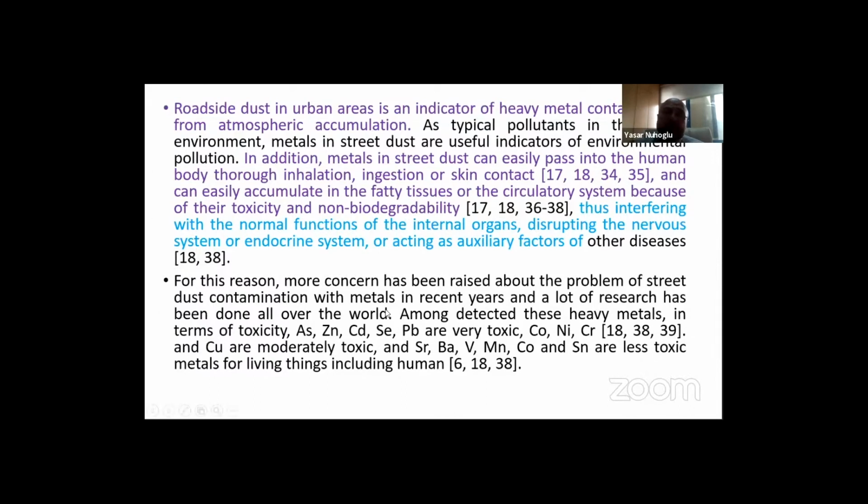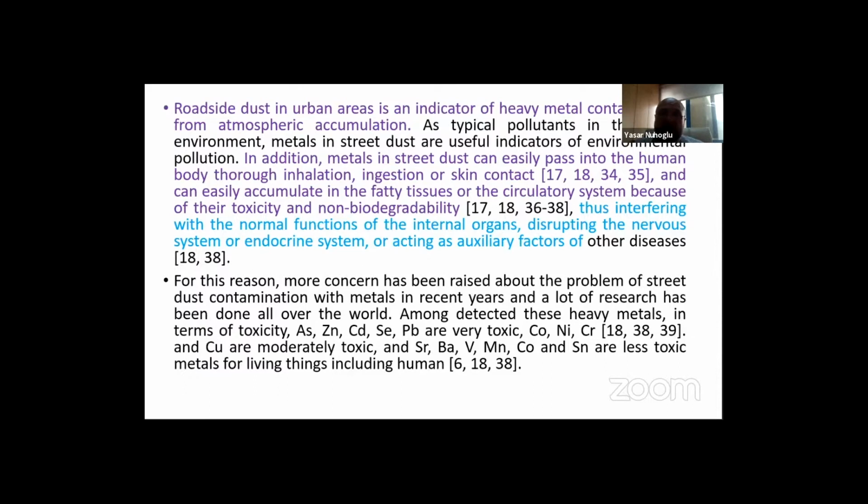For this reason, more concentration has been raised about the problem of street dust contamination with metals in recent years, and a lot of research has been done all over the world among detected heavy metals in terms of toxicity.